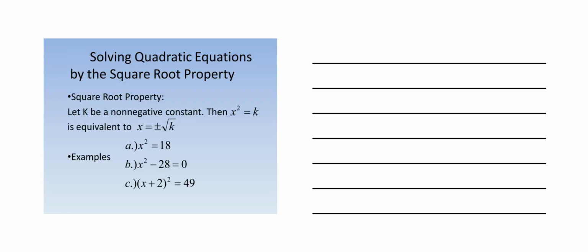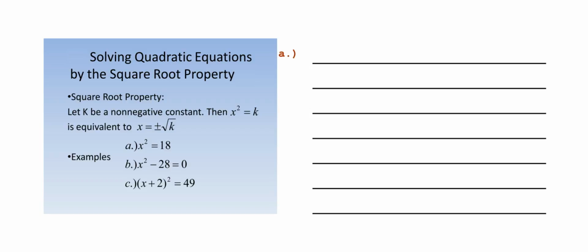Solving quadratic equations by the square root property. Square root property. Let k be a non-negative constant, then x squared is equal to k. It's equivalent to x equals plus or minus the square root of k. And we have some examples to follow.